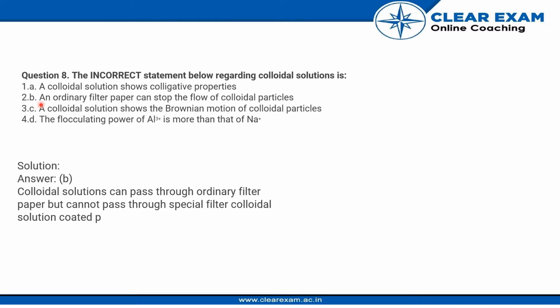Option B says an ordinary filter paper can stop the flow of colloidal particles. So colloidal particles can flow through an ordinary filter paper, but they cannot pass through special filter paper, colloidal solution coated. So therefore option B is the incorrect option.